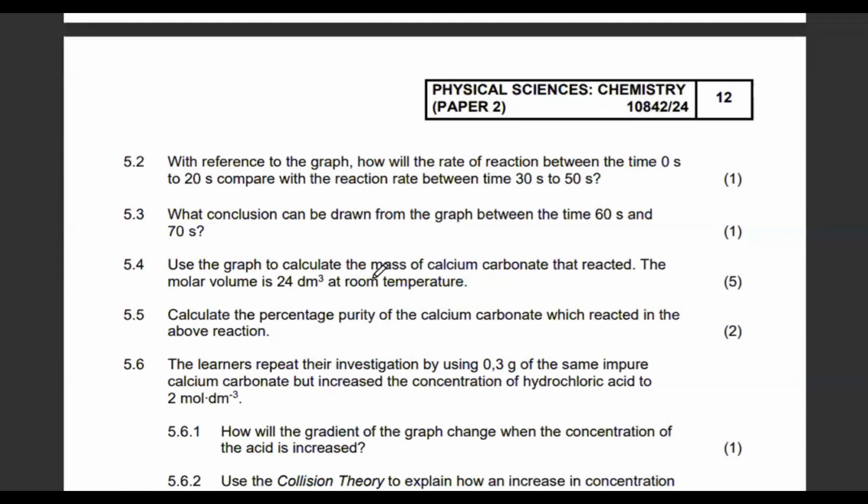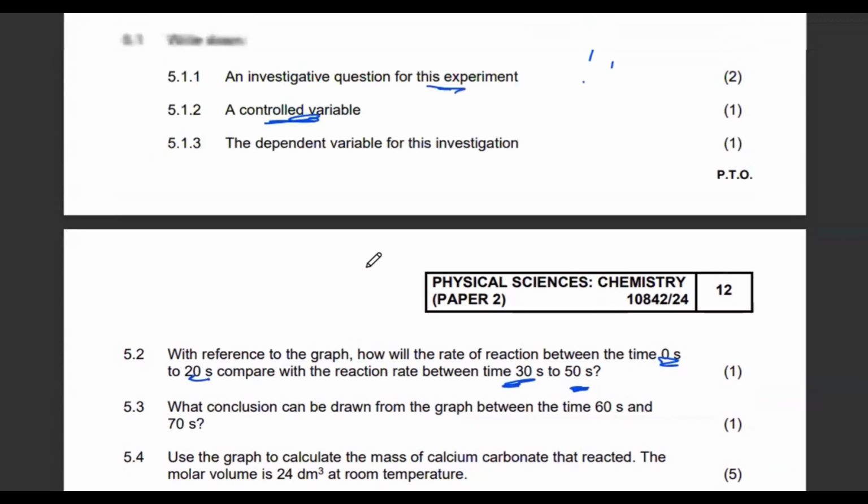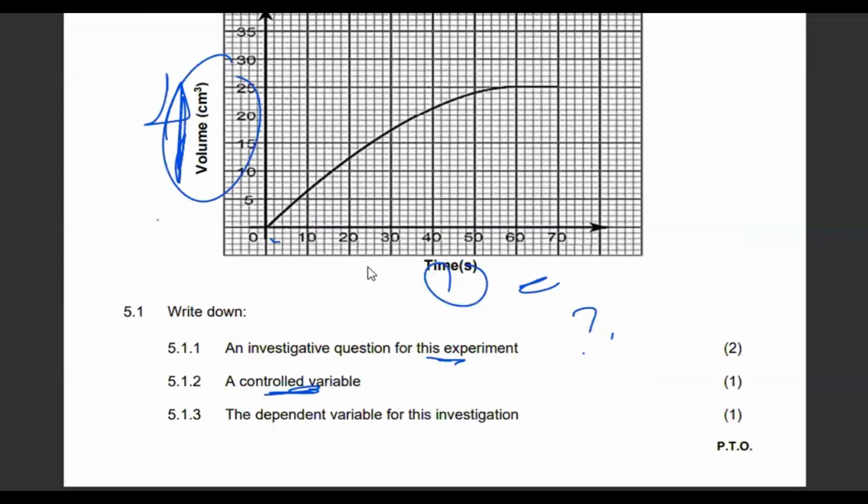with reference to the graph, how will the rate of reaction between 0 and 20 compare to the rate of reaction between 30 and 40? So if you look from 0 to 20, you see it is a very rapid thing compared to 30 and 50. Check here, it is increasing, but at a decreasing rate.